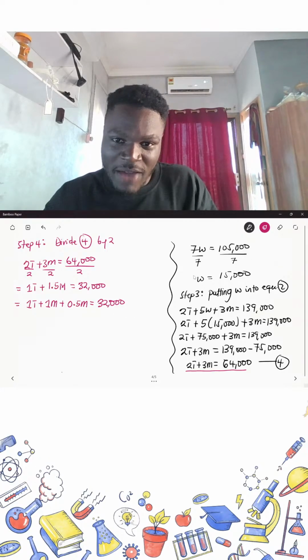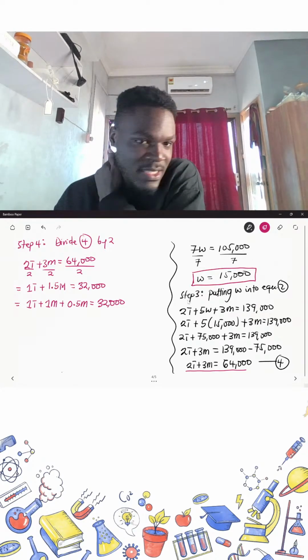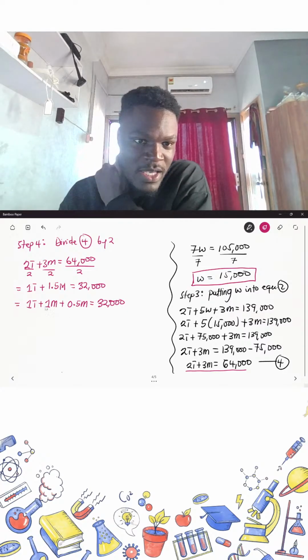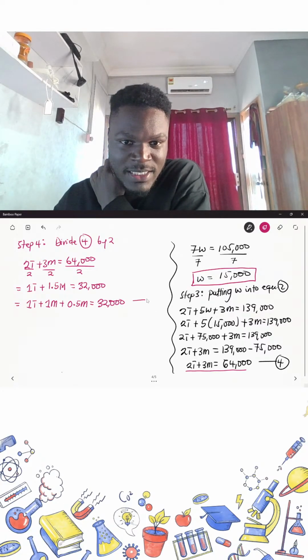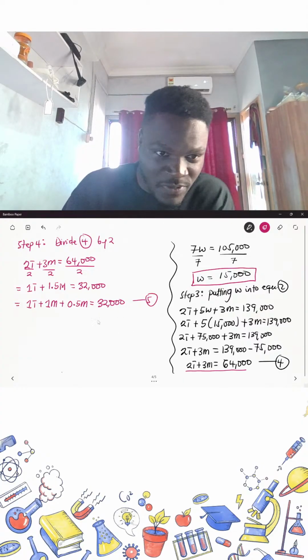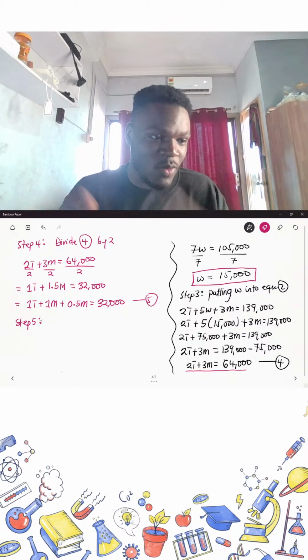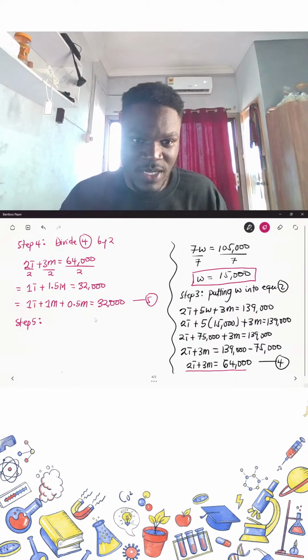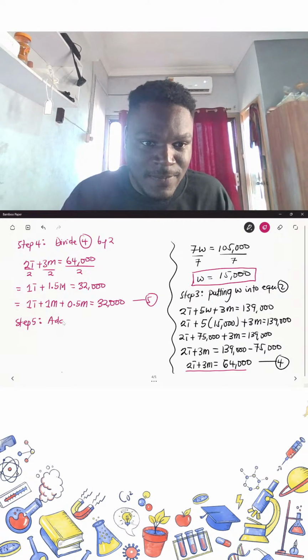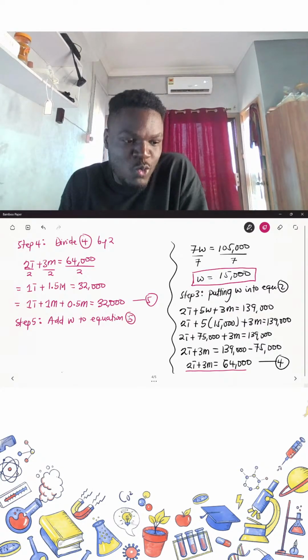Now remember, we have the value of our W to be equal to what? 15,000. Are you okay? So over here, let me make this equation 5. If I make that equation 5, the next step, step 5 (please, when you are solving, you don't need to write a step, I'm just doing it so that you understand), I will add W to equation 5.